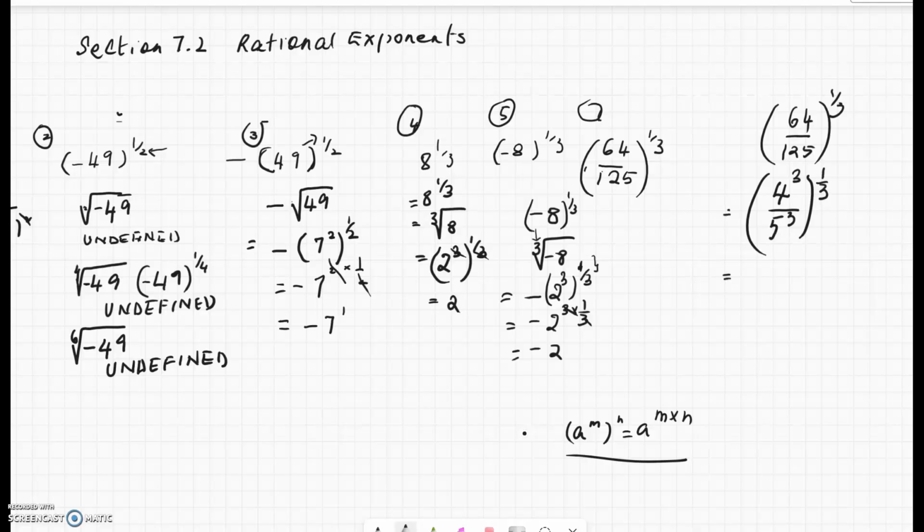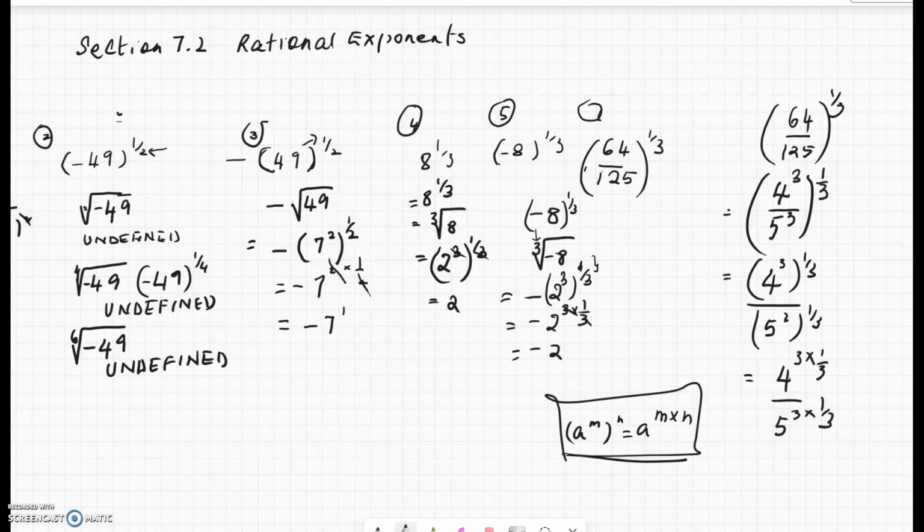Now that is equal to 4 to the 3, whole to the 1/3, over 5 to the 3, whole to the 1/3, and that's equal to 4 to the 3 times 1/3 over 5 to the 3 times 1/3. Multiply the exponents because of this rule, and that's equal to 4 over 5.